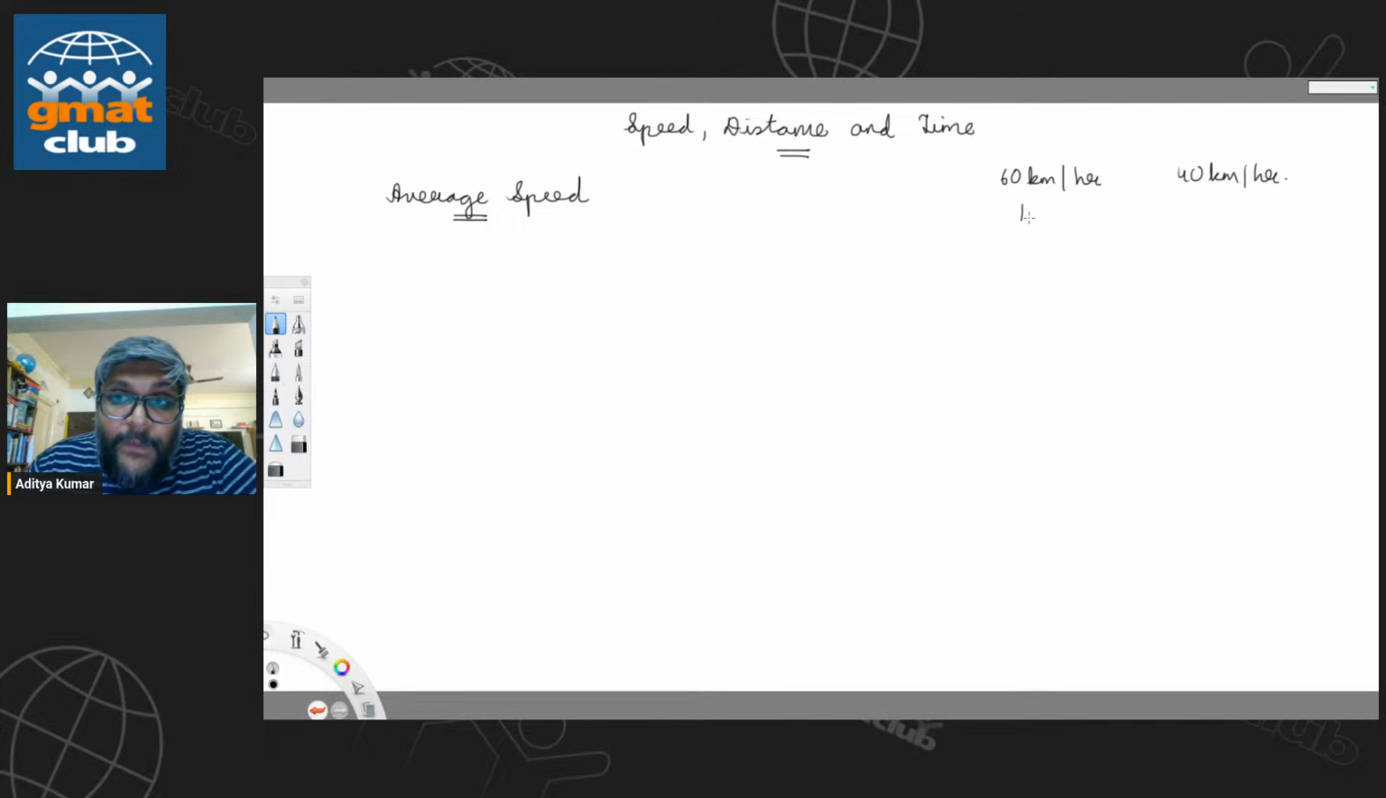You could have traveled 60 kilometers per hour for only 1 kilometer, but you could have traveled 40 kilometers per hour for 99 kilometers. And you know that averages are always weighted in nature, right? So since you've traveled a longer distance, that means a longer time at 40 kilometers per hour, your average speed should be closer to 40 than to 60, way closer to 40. So remember, speeds are always weighted in nature. You can't add the speeds and divide by the number.